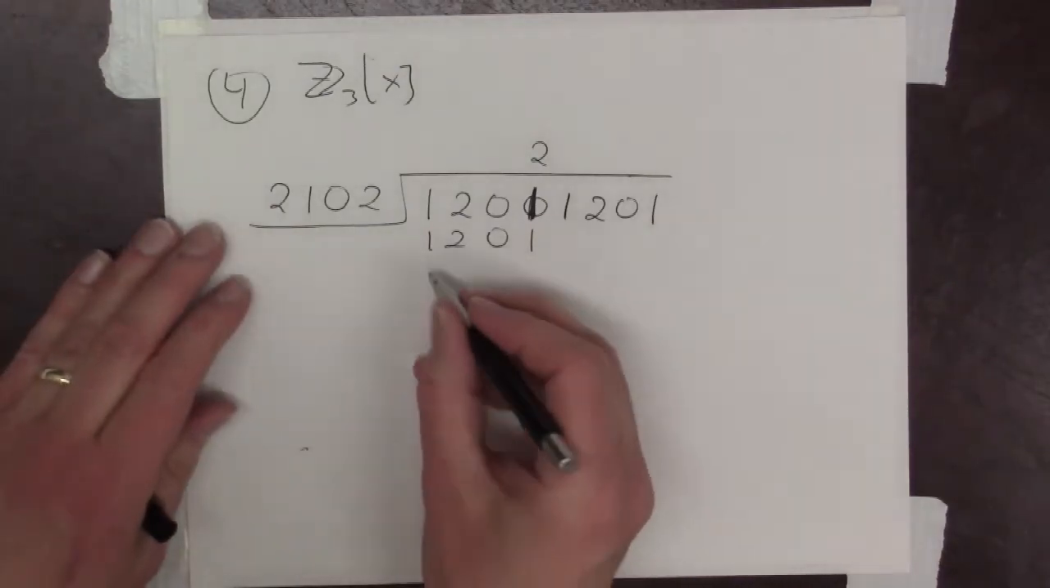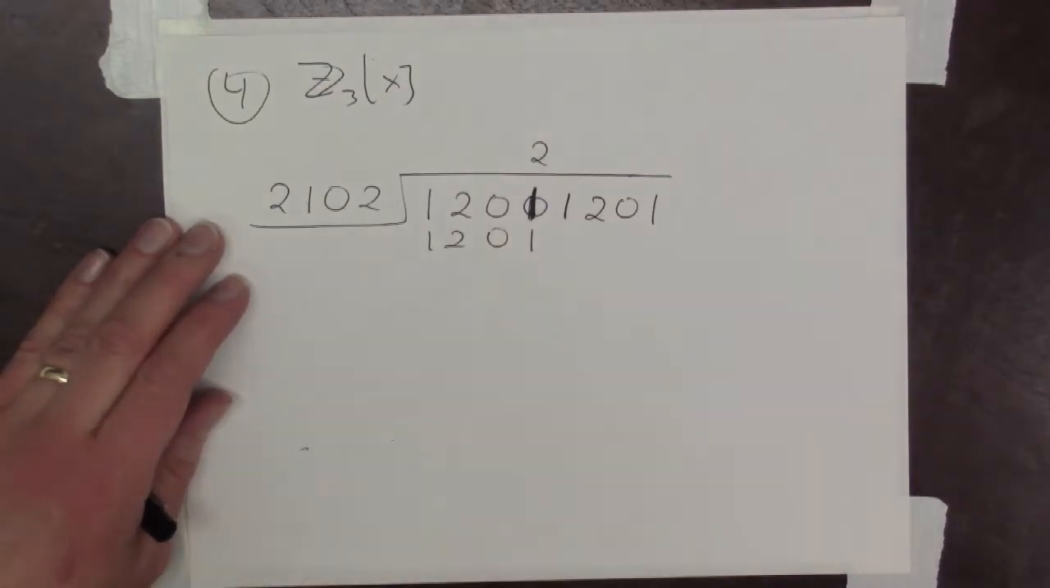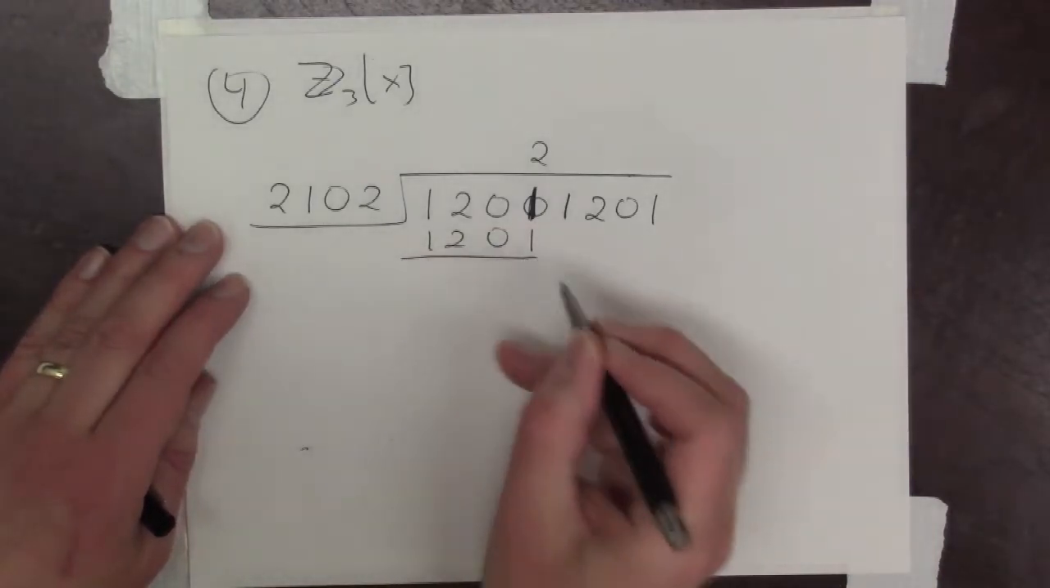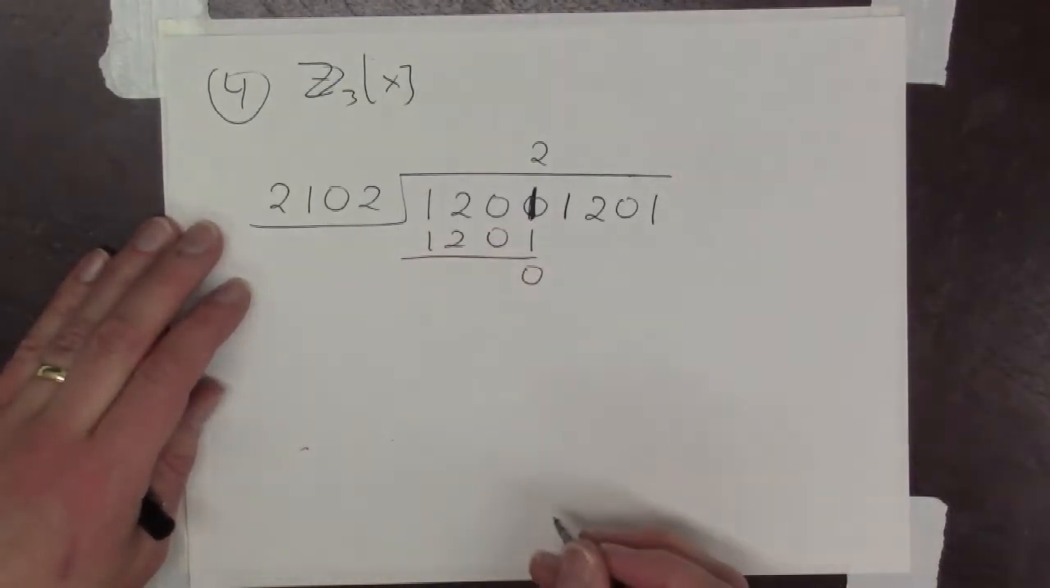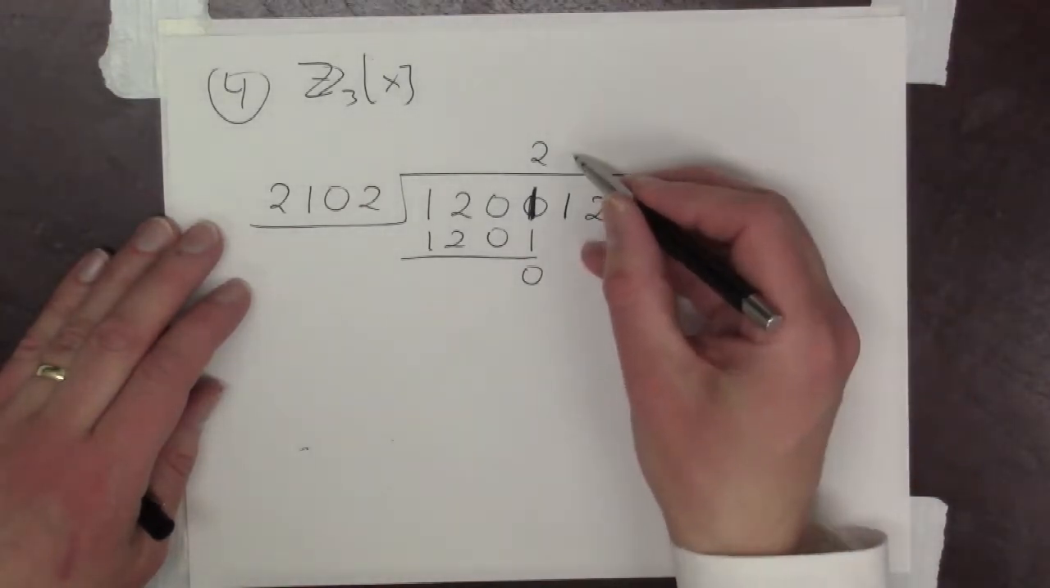I guess it is. Am I crazy? Yes, it is. I get 0 here. Then there's no need to multiply by x.